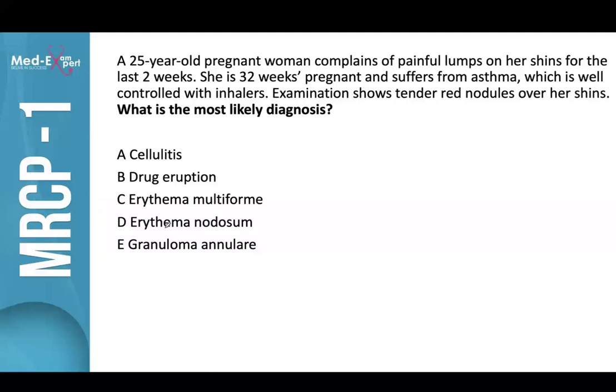A 25-year-old pregnant woman complains of painful bumps, lumps in the shin. She's 32 weeks pregnant, suffers from asthma. Examination shows tender red nodules over the shin. What is it called? Tender red nodules over the shin. There is only one diagnosis where they find tender red nodules.